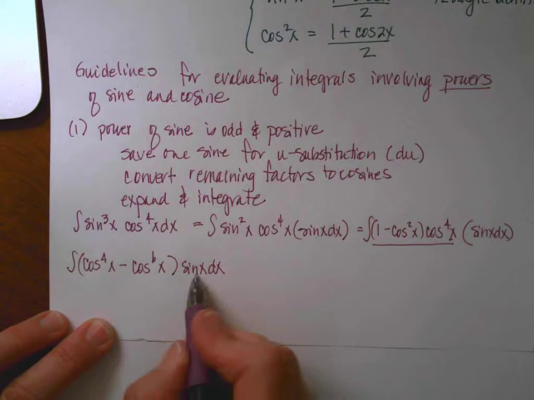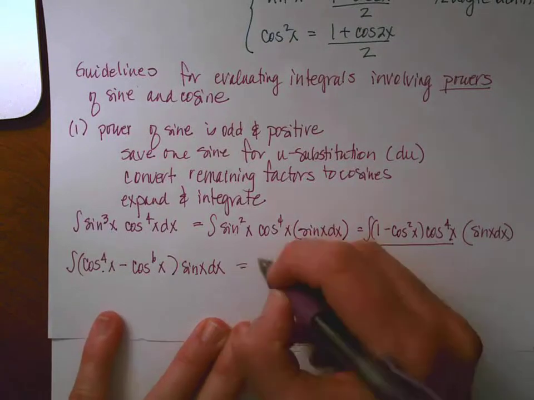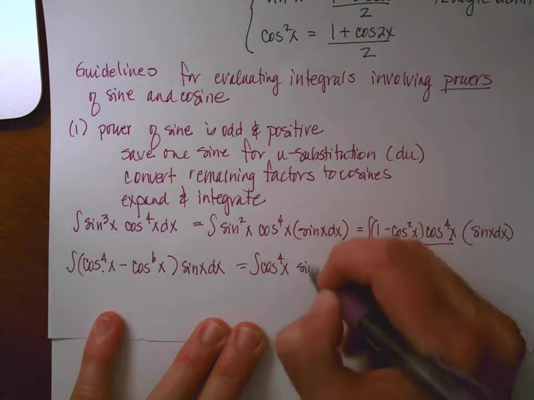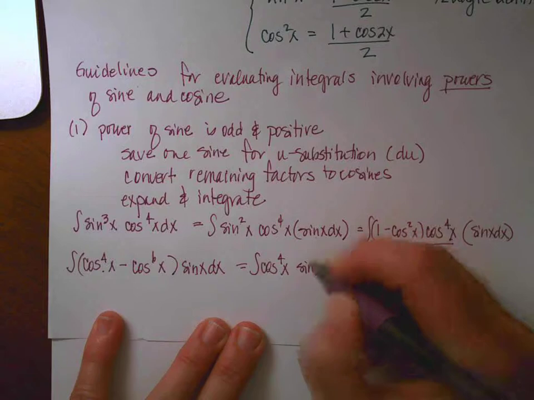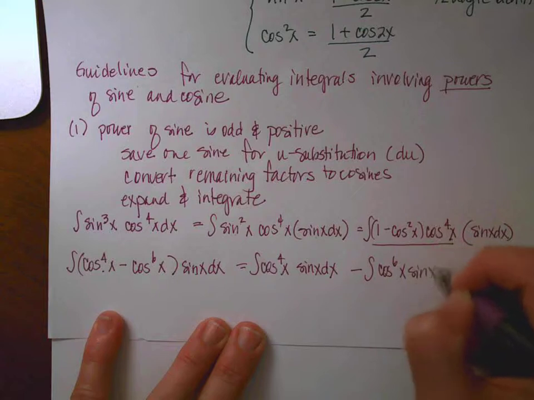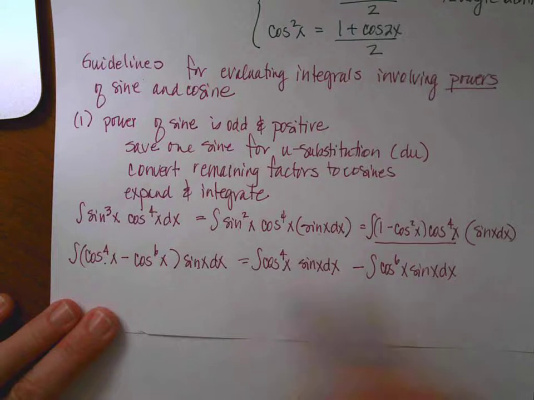Alrighty, and then what I'm going to do is distribute, but I'm going to split this up into two expressions. So this is going to be the cosine to the fourth of x times the sine of x dx, and then minus the integral of the cosine to the sixth of x sine of x dx. Alrighty, so all I did at this point was distribute.